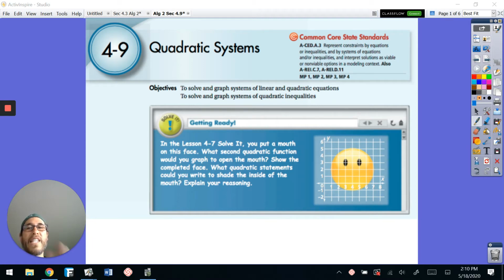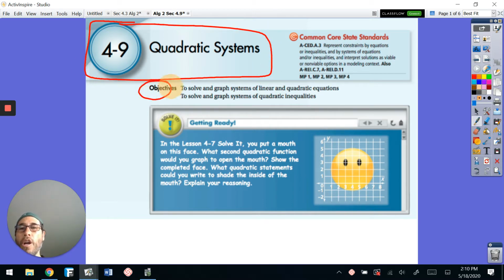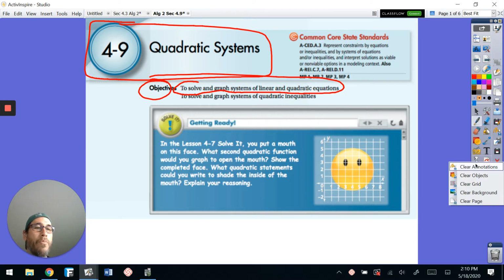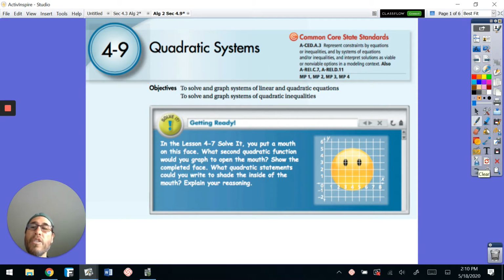Algebra 2 now. We're in section 4.9, quadratic systems. For this section, our only objective is to learn to solve systems of linear and quadratic equations by graphing. The good thing is, hopefully you've been working hard and you've become more efficient at using that TI-84 calculator. It does wonders for us, and on the SAT it can really help us out. So let's go ahead and get right after it.